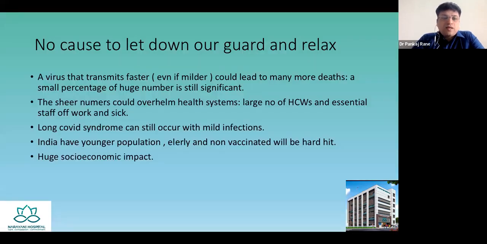Okay, so the take home is there is no cause to let down our guard and relax, because a virus that transmits faster, even if milder, could lead to many more deaths, and a small percentage will be a huge number. The sheer numbers could overwhelm the health system, and a large number of healthcare and essential staff will be off work and sick.